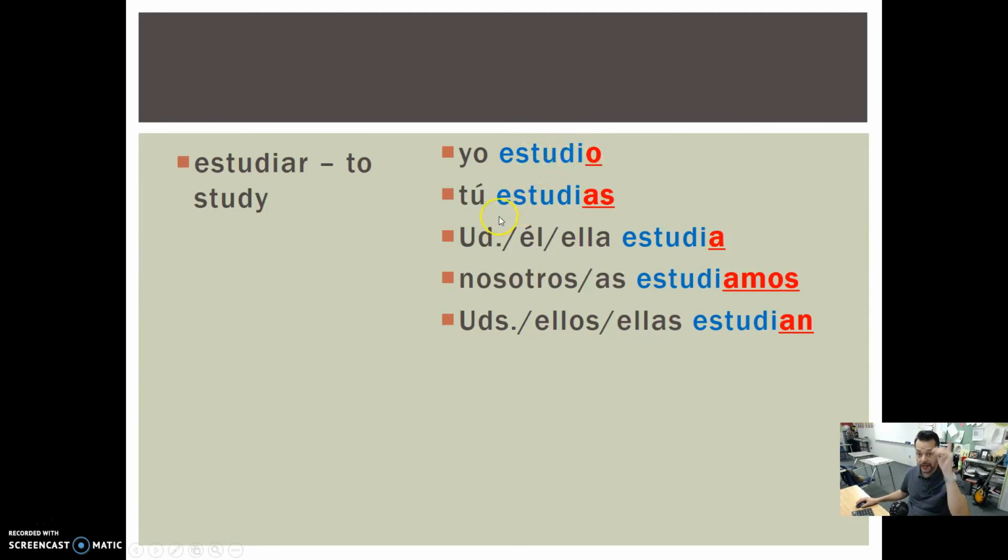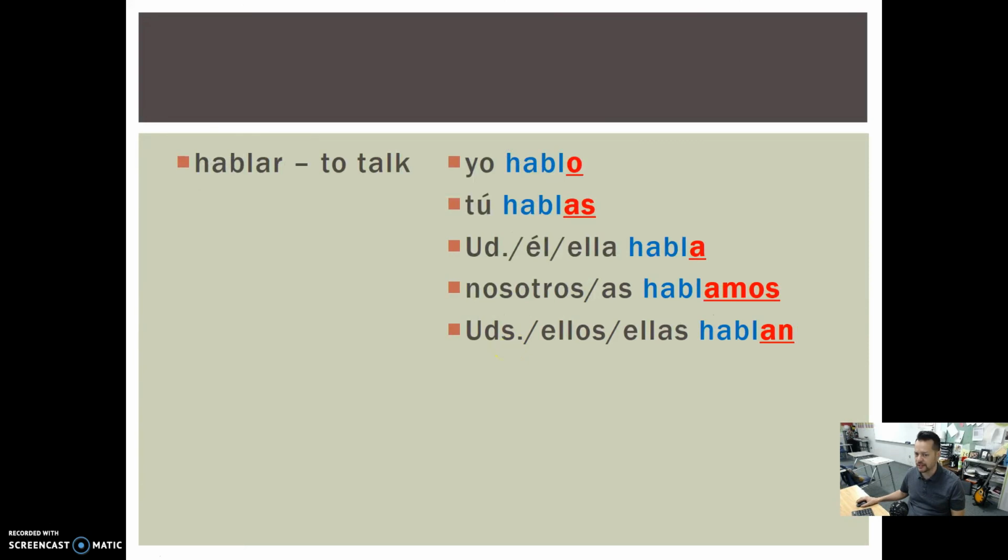You study, tú estudias. You formal are studying, usted estudia. He studies, él estudia. She studies, ella estudia. We study, nosotros estudiamos. You guys study, ustedes estudian. They study, ellos estudian. If it's chicas, then it's ellas estudian. All right, are you guys following me on this? Okay, great.